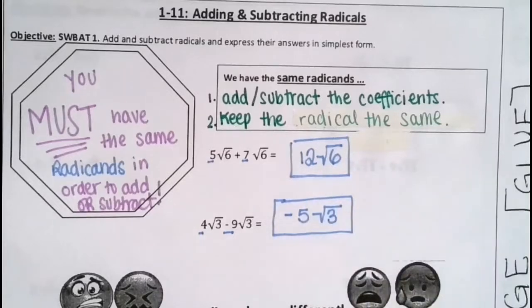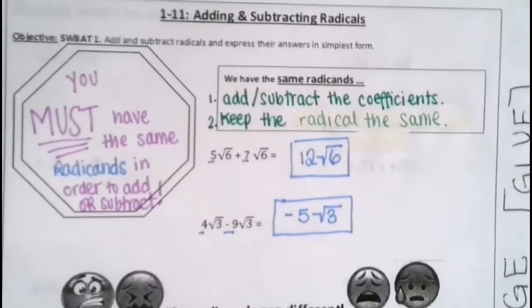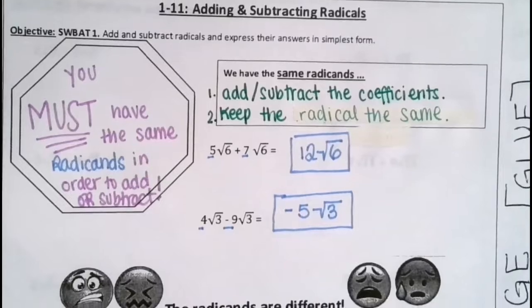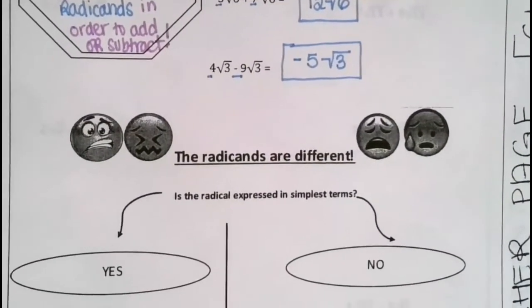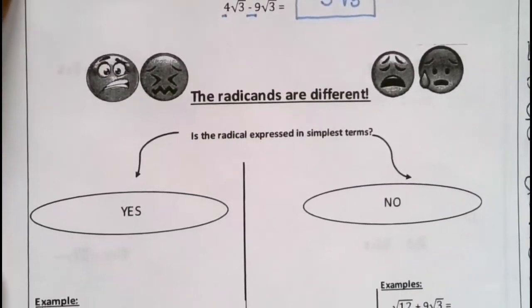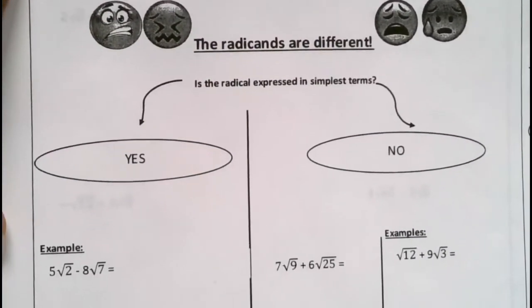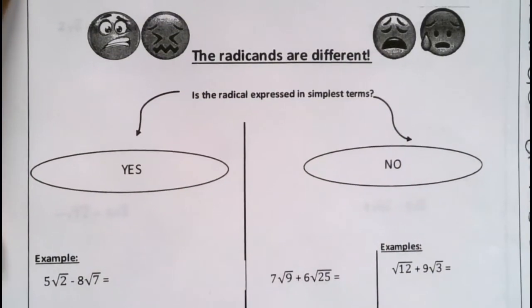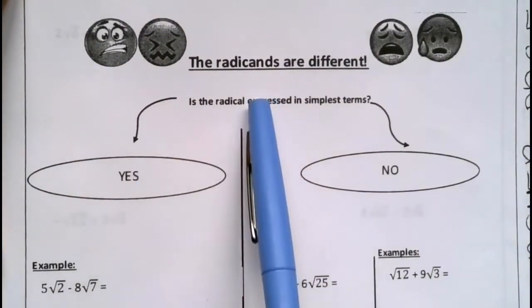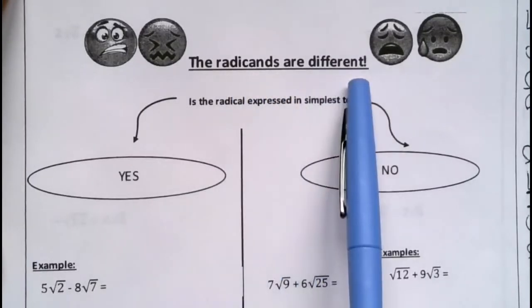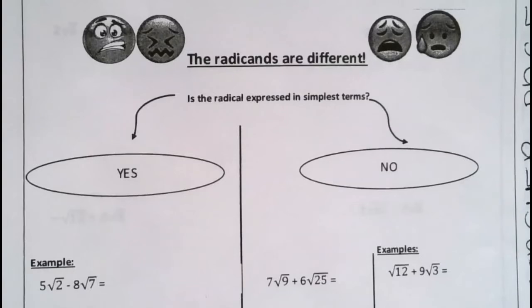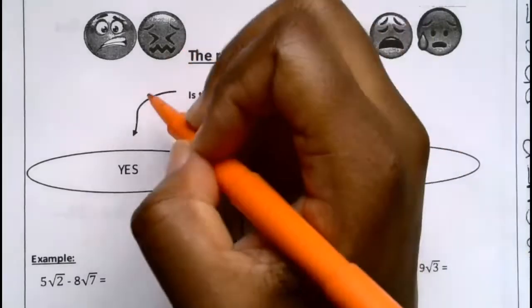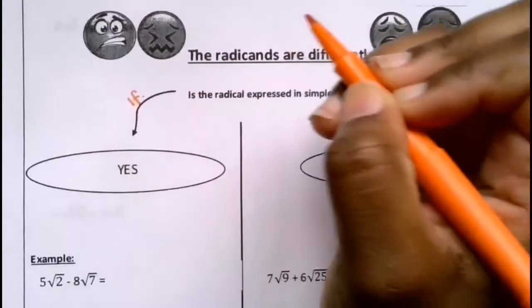So the most important thing to remember is that when you're adding or subtracting radicals, you must have the same exact radicand. If it is not the same, then we're going to take a look at what you do down below. So you'll see these stressed emojis because they're not sure what to do. The radicands in the examples down below are different. So now, when that occurs, you have to ask yourself this question. Are the radicals that I've been given expressed in simplest terms? If yes, then we're going to follow the track to our left.